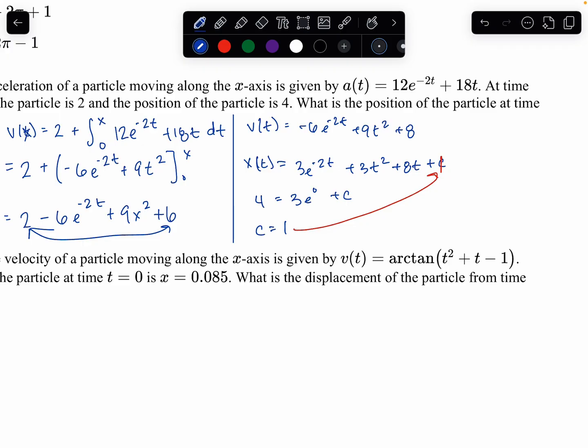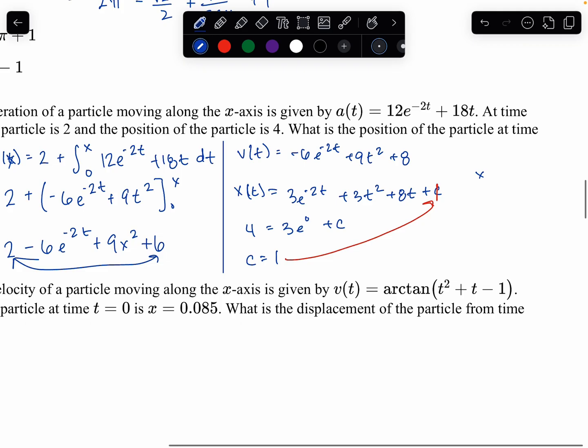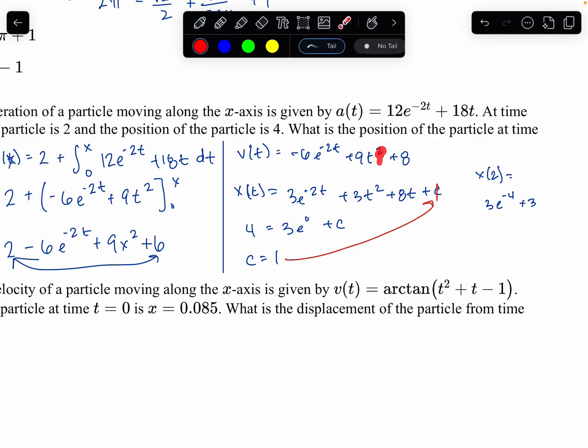And then I can say, let's do x of 2. So when I plug in 2, I get 3e to the negative 4 plus, shouldn't that be cubed? That should be cubed.